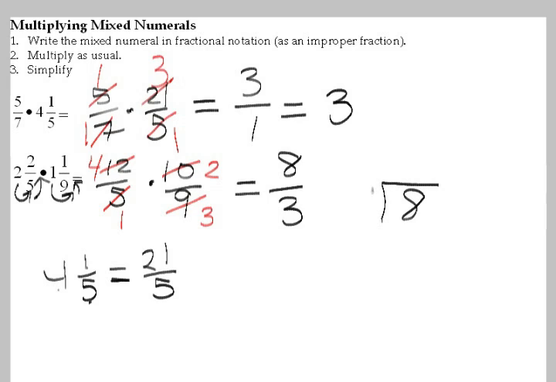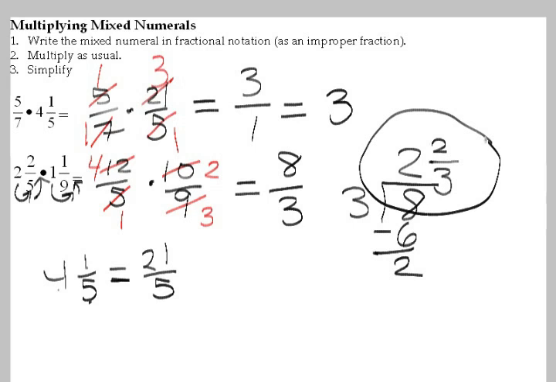8 divided by 3. 3 goes into 8 2 times. 2 times 3 is 6, so we have 2 left over. That remainder of 2 becomes the new numerator, and the denominator of 3 remains the same. So 8/3 equals 2 and 2/3, and that is our answer.